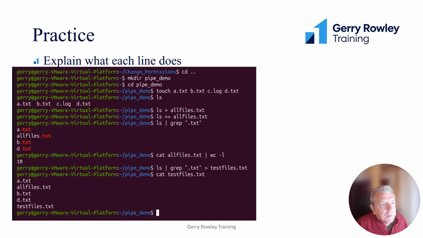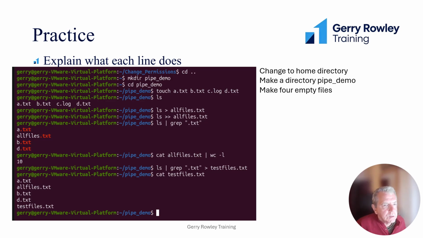Right. Again, I recommend that you stop the video and that you go through each line and see what they do. When you've done that, I'm going to show you line by line. So cd space tilde will change to the home directory. I'm making a directory called pipe demo. I'm changing to pipe demo. Touch a.txt, b.txt, c.log, d.txt will create 4 empty files. And then if I do a list files, I can see that the 4 files are in the current directory.